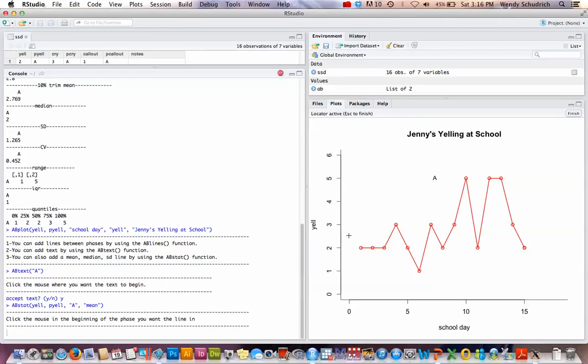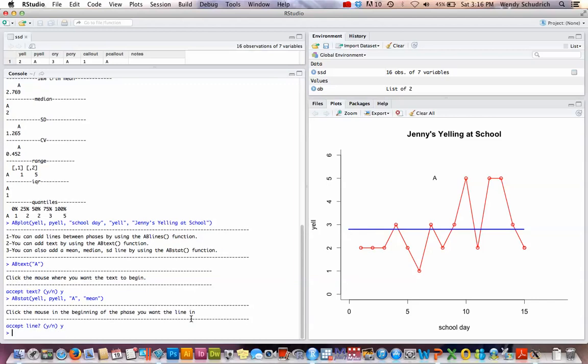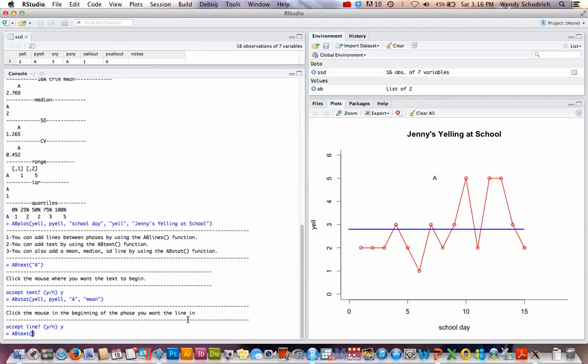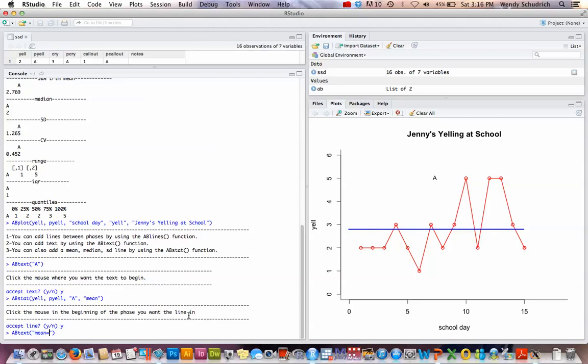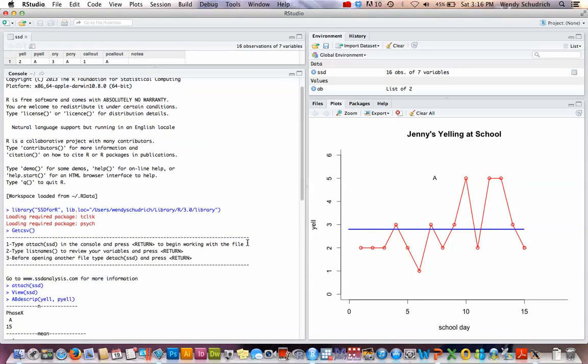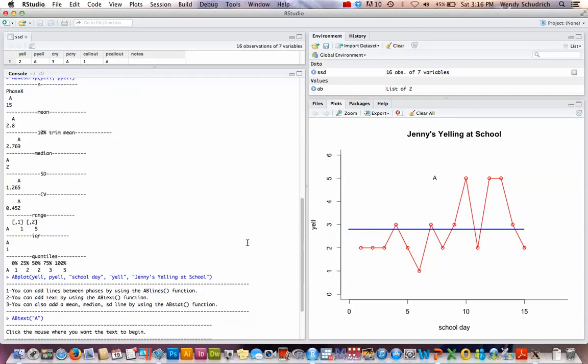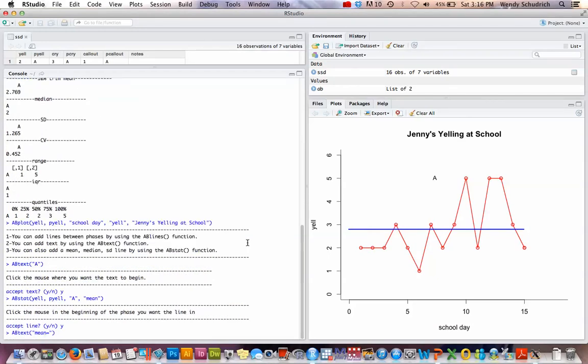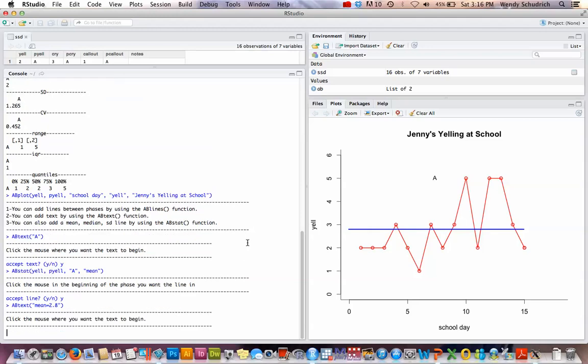And remember, the desire is to have the behavior go down. So we could see that there's a lot of variation where we have many points above and below the mean, and points that we would consider atypical. So now Wendy is going to put the mean value on the line, which is 2.8. So you could annotate just about anything on the graph.